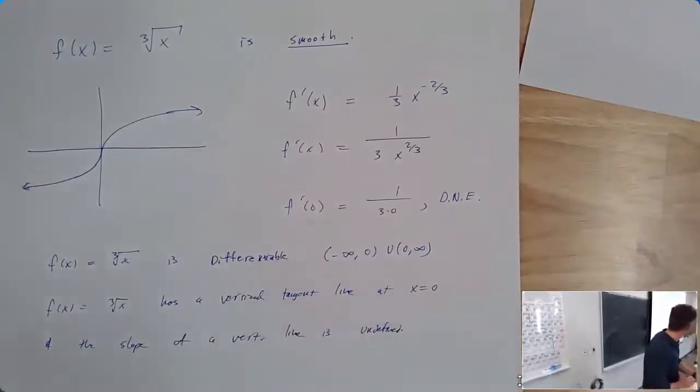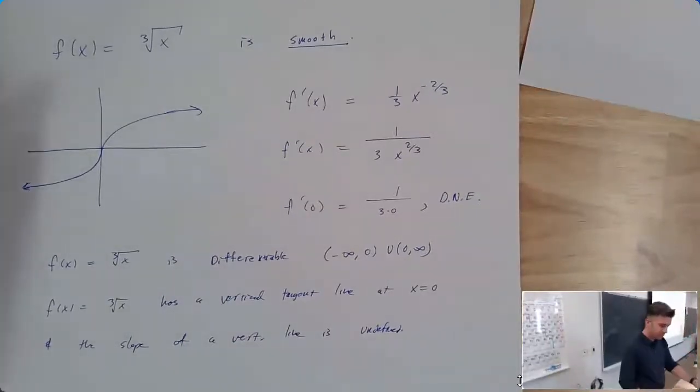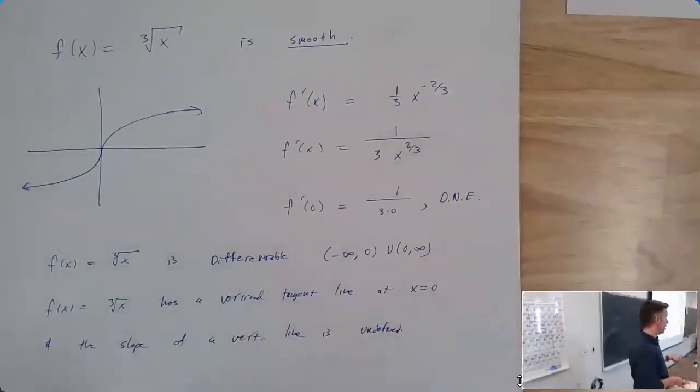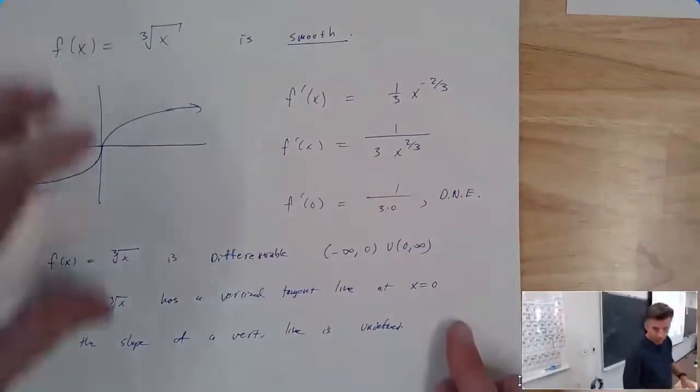Wouldn't this be true for any odd root? Yeah, it would. All odd roots are continuous, but not differentiable, if it's just the odd root of x and nothing else has changed. Yeah, 5th root of x, 7th root of x, 9th root of x, all those would have the same sort of continuity, but not differentiability at the origin.